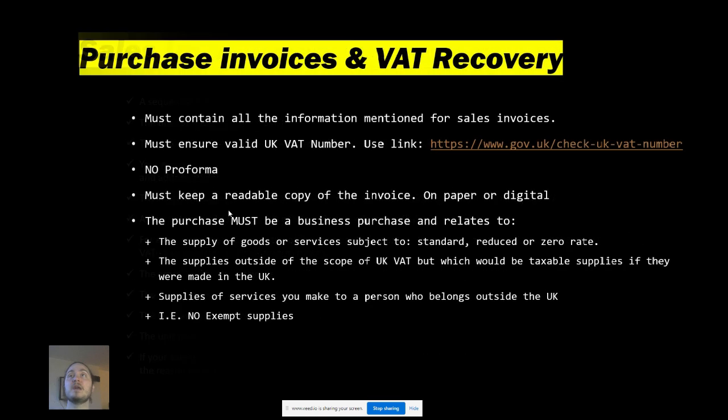Next, we're going to be looking at the requirements for the purchase invoice, and the requirements in order to be able to recover VAT on our business purchases, obviously assuming that you are VAT registered. So when we receive a purchase invoice, in order to be valid, it has to report all the information that we mentioned for the sales invoice, of course. It is good practice to ensure that the VAT number of the supplier, especially if it's a new supplier, is a valid number. Here I'm providing a link. I will provide it also below the video, so please go and have a look, because I will provide several links actually. And so make sure that the VAT number is valid.